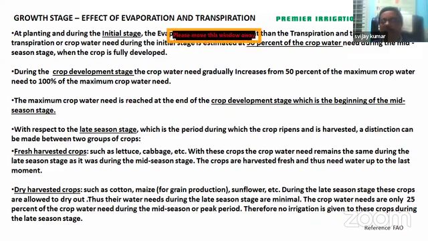And these crops have to be harvested fresh and they should have a lot of water in them. So up to the last minute, you will have to continue to give water. But there are many dry harvested crops like cotton, maize, etc., which are maize for grain production. So here what will happen, the crop water needs that have to be given will be only 25% of the crop water that is required during the mid-season or peak period. So you will have to understand whether it is a freshly harvested crop or is it going to be a dry harvested crop. So you can see how the water requirement is also varying with the growth stages.